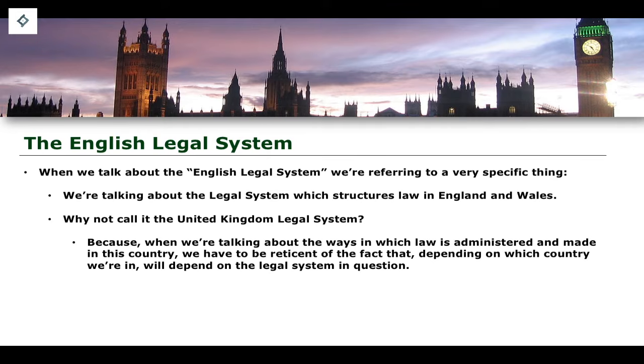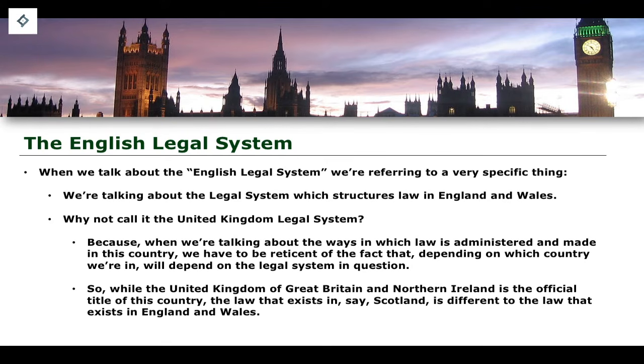But that means that there are various different countries that exist within this United Kingdom. And so while we're in the United Kingdom of Great Britain and Northern Ireland, the law exists in different ways in different parts of the country. So, for example, in Scotland, they have a very different law to England and Wales. That is why when we talk about the study of the English legal system, we are referring to a very specific thing, and we are not referring to things such as, for example, Scots law.